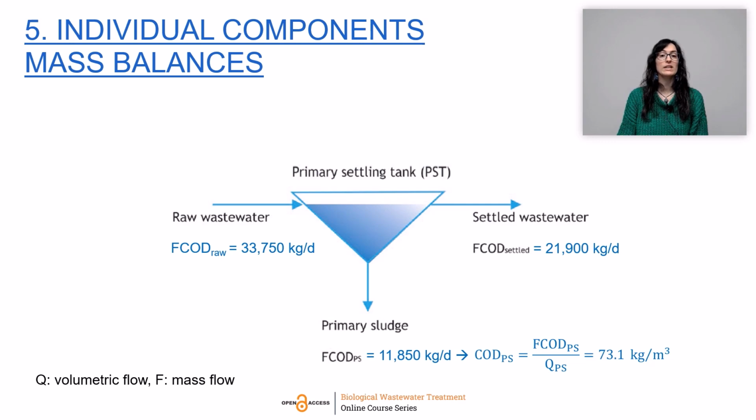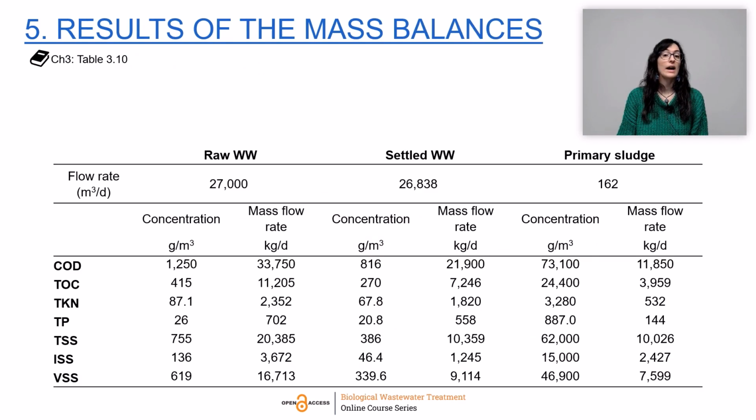Once we know the mass flow rate, we can calculate the concentrations in the primary sludge stream by dividing the mass flow rate by the volumetric flow. And we can basically apply this calculation procedure for all the different parameters. And here you have the results of the mass balances for all the different components.